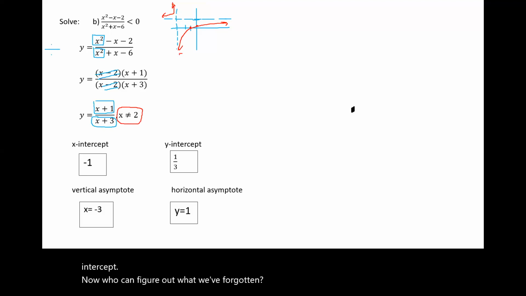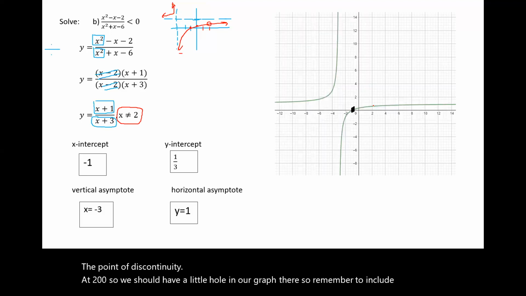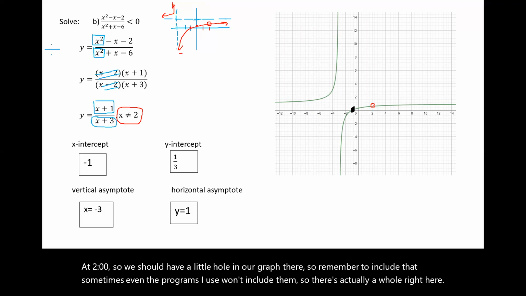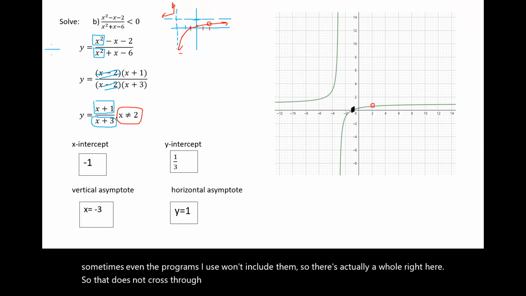There's a point of discontinuity at 2. So we should have a little hole in our graph there. So remember to include that. Sometimes even the programs I use won't include them. So there's actually a hole right here. So that does not cross through at 2. There's a hole in the graph.